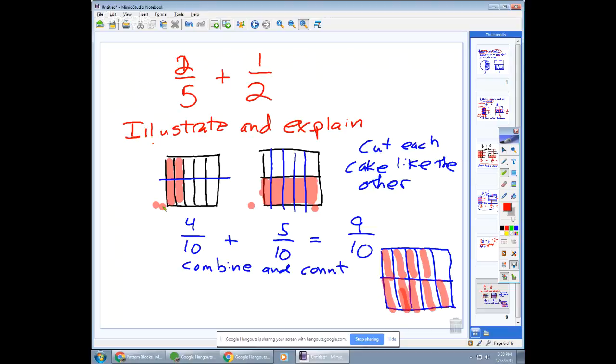All right, so hopefully your work looks something like this. Now, in the future, there's going to be a test on this, in which case, not only do I want pictures, but I want some explanation. I use two colors here to try and illustrate my first cut and my second cut. Sometimes that's hard. You might want to draw more than one picture. Explain what you're doing. Like I'm cutting each cake like the other, and then down here I'm combining and counting. And then if you put them together into a whole, you can see if it reduces at all.